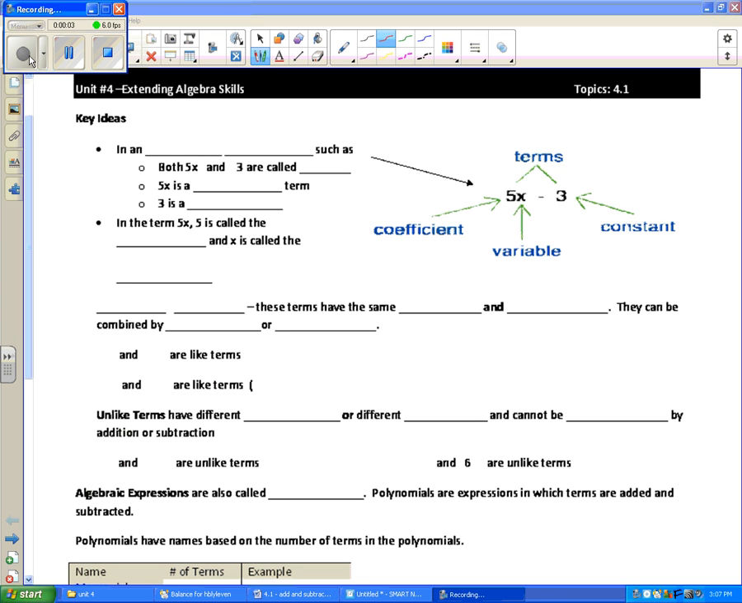Hey everybody, welcome back to Chapter 4. We're going to start Chapter 4, and Chapter 4 is starting to look at algebra and algebraic expressions. So we're going to start looking at this area over here.